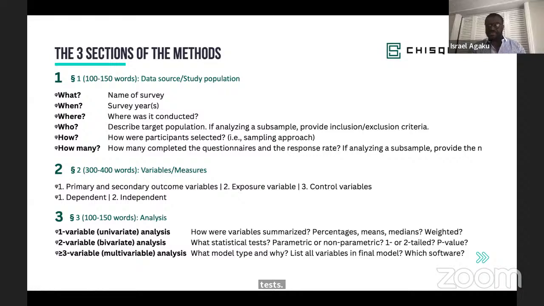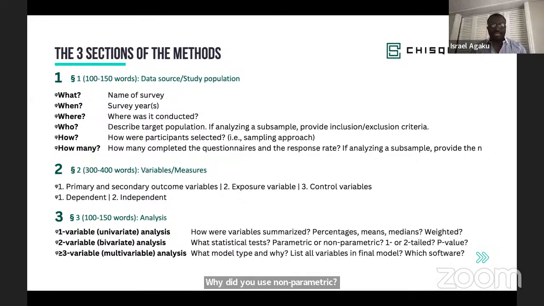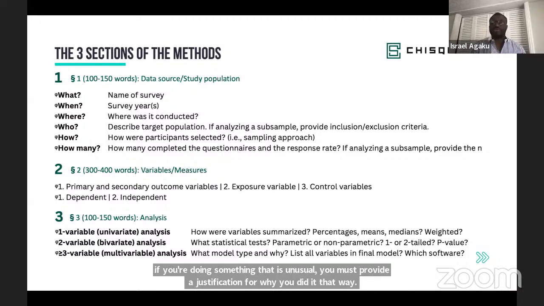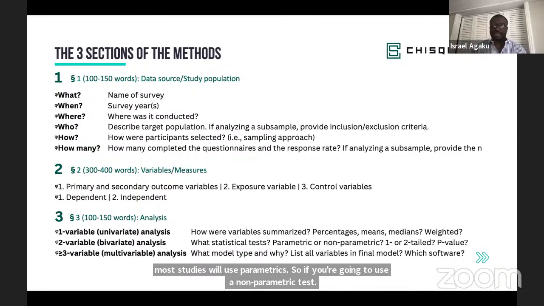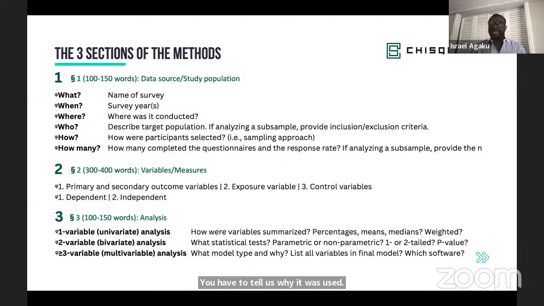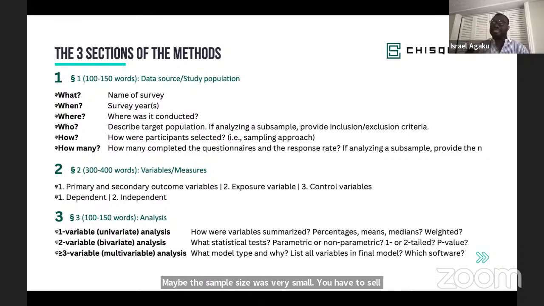What kind of test did you use? Did you use parametric or non-parametric? Why did you use non-parametric? Again, if you're doing something that is unusual, you must provide justification for why you did it that way. So most studies will use parametric. So if you're going to use a non-parametric test, you have to tell us why it was used. Maybe the underlying assumptions were not met. Maybe the sample size was very small. You have to tell us something. It's not enough to just come up with a very unusual test.